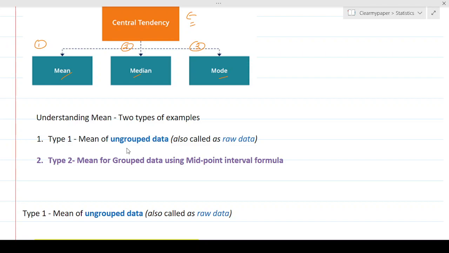Type one would be something called ungrouped data, which we'll be looking at first, and then potentially in the next video, we'll be looking at something called grouped data. So again, all these are jargons: ungrouped data, grouped data, raw data. We just don't have to get overwhelmed when I explain it. It will be very simple, but as long as you remember which method to apply during the exams, that's all it matters. Okay, moving on.